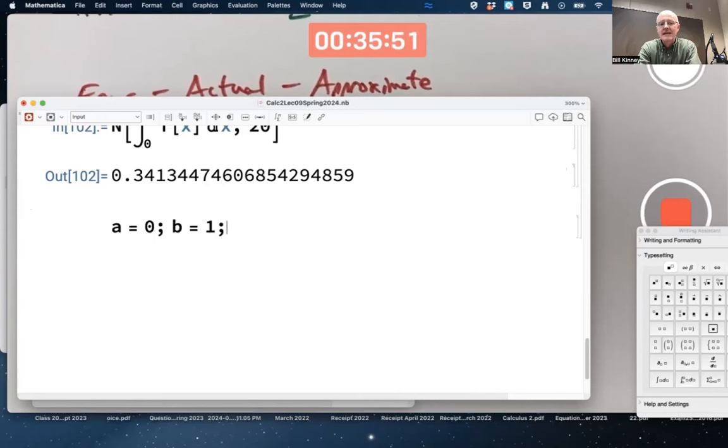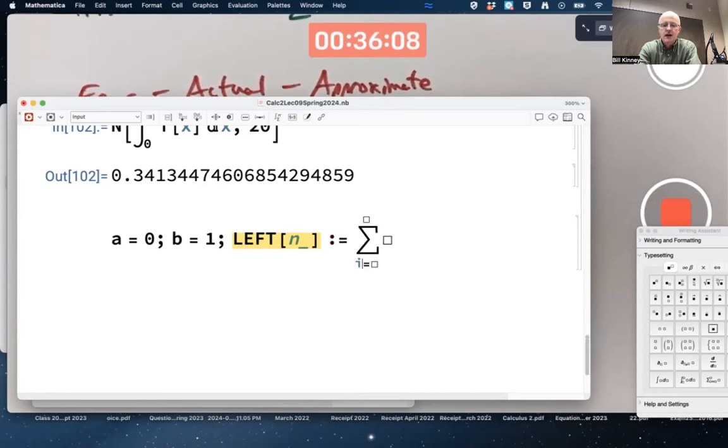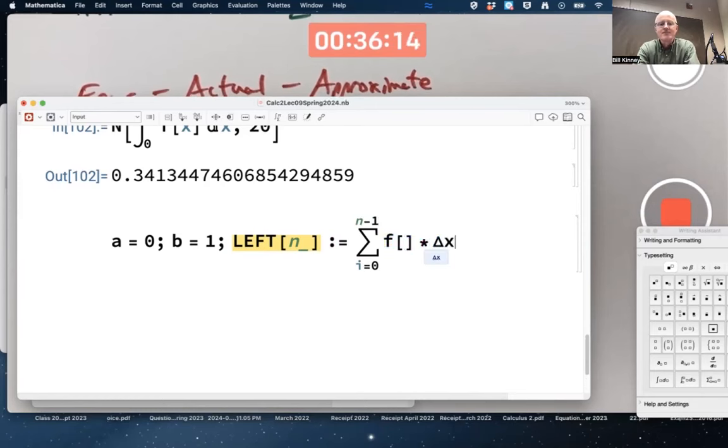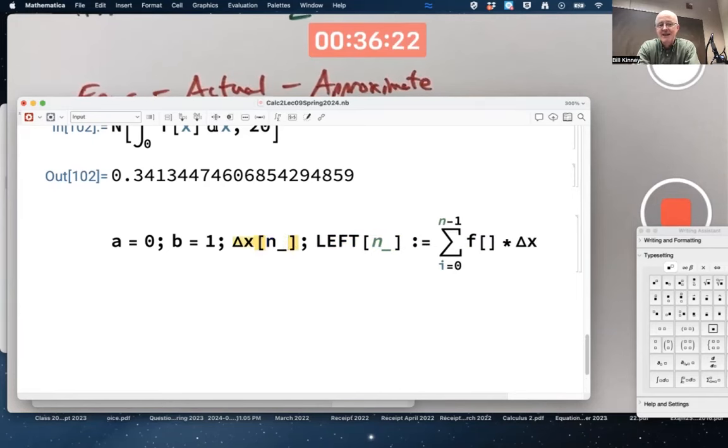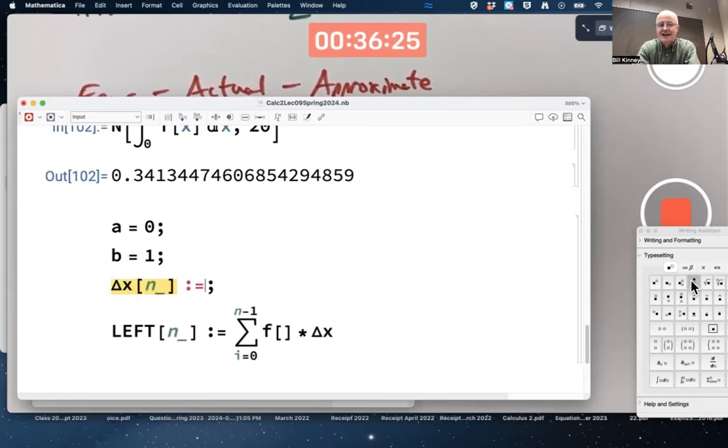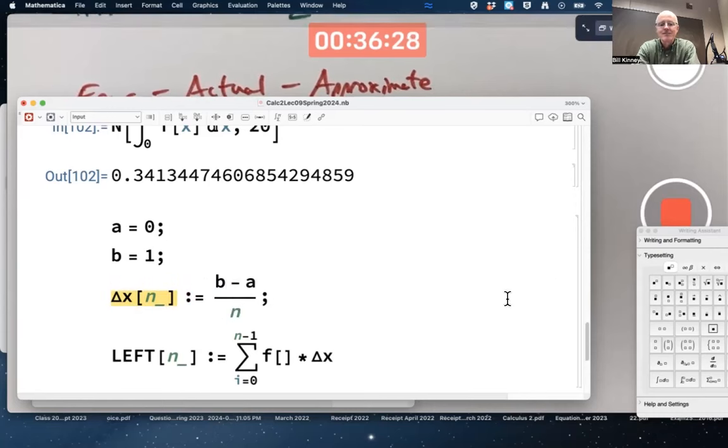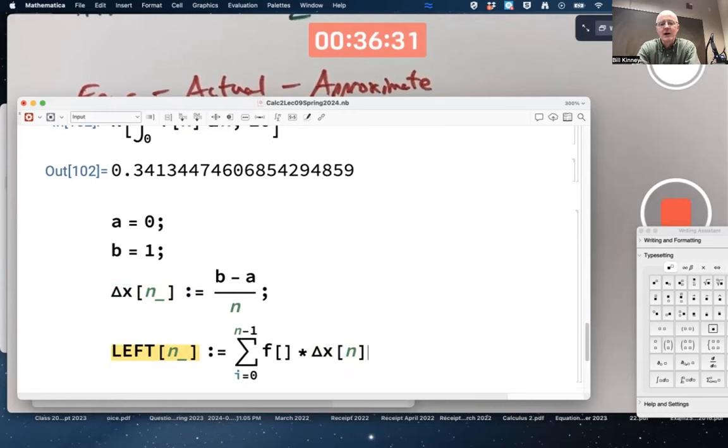Type in a, type in b. If I do it this way, it allows me to make changes to a and b if I want, though if I do make those changes, I need to re-enter the code. Left of n, it's a function of n, so I put the underscore in there. Summation button, i goes from 0 to n minus 1, f of something times delta x. But if I'm going to use that in a useful way, I've got to define delta x. And delta x really depends on n, so I need to specify to Mathematica that delta x depends on n, like this. I need to put the dependence on n here as well.